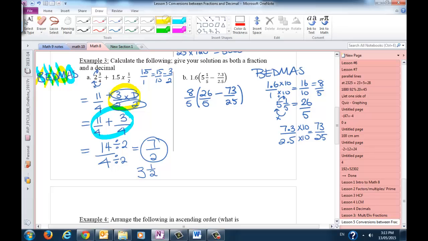Okay, in BEDMAS, first thing, I have brackets. Let's do these. Now, I'm subtracting fractions. To subtract fractions, we have to have a common denominator. So I'm going to multiply the top and the bottom of this guy by 5. So I have 8 over 5. And I don't know what 26 over 5 is. So again, in my column, I'm just going to write 26 multiplied by 5. 5 times 6 is 30. 5 times 2 is 10, plus 3 is 13. So I have 130 over 25 minus 73 over 25.